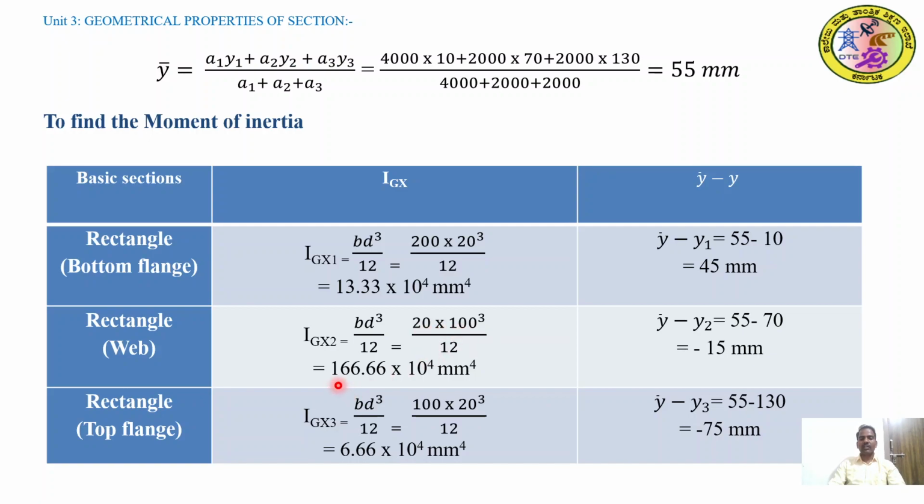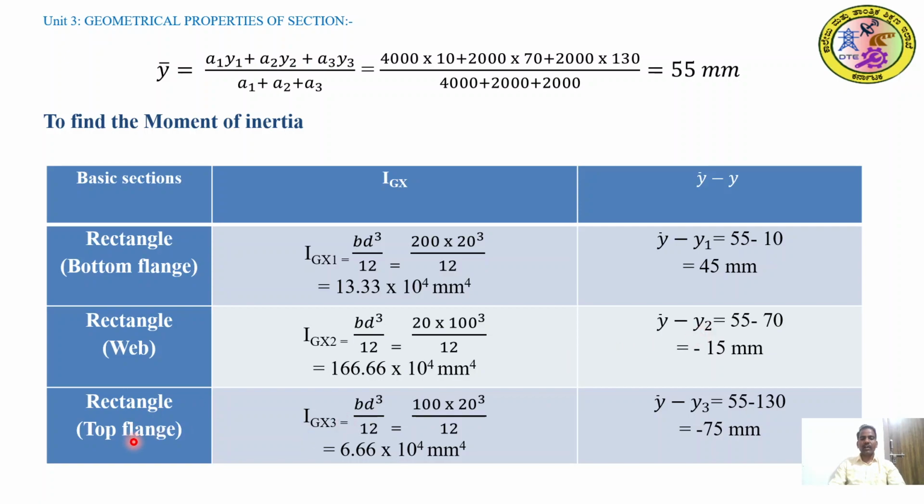If we substitute, we get 166.66 into 10 power 4 millimeter power 4. Here the centroidal distance of the second rectangle is y bar minus y2, 55 minus 70, that is minus 15 millimeter, the centroidal distance of the whole section to the centroidal distance of the second rectangle.